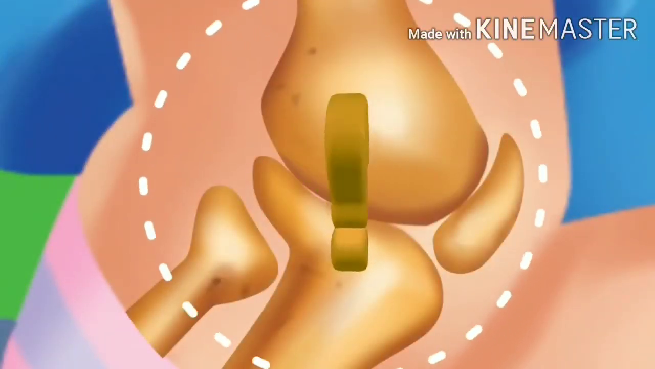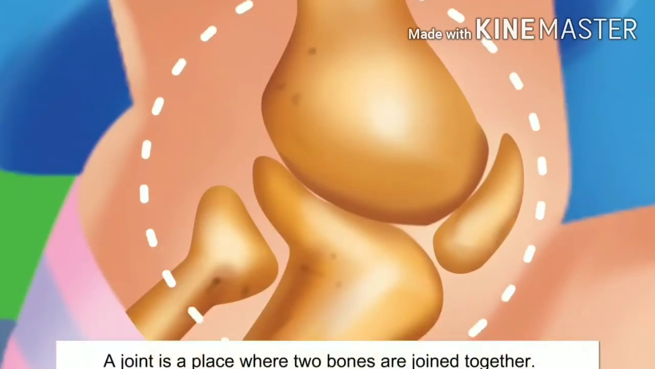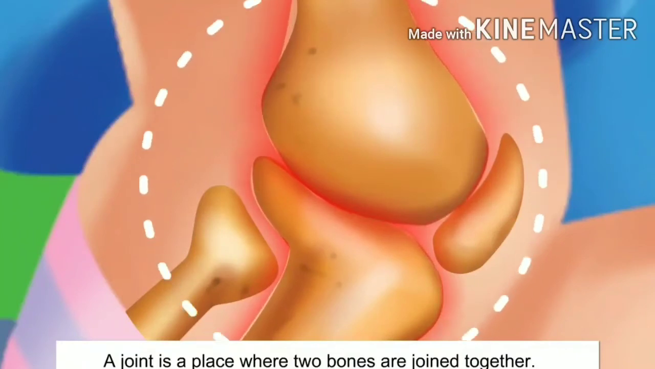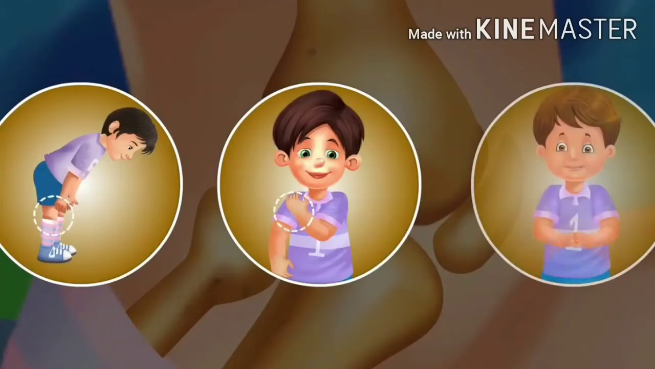Do you know what a joint is? Well, a joint is actually a place where two bones are joined together. Press your hand against your knee, shoulder, or your fingers. You can feel your joints there. Not all joints allow movements.